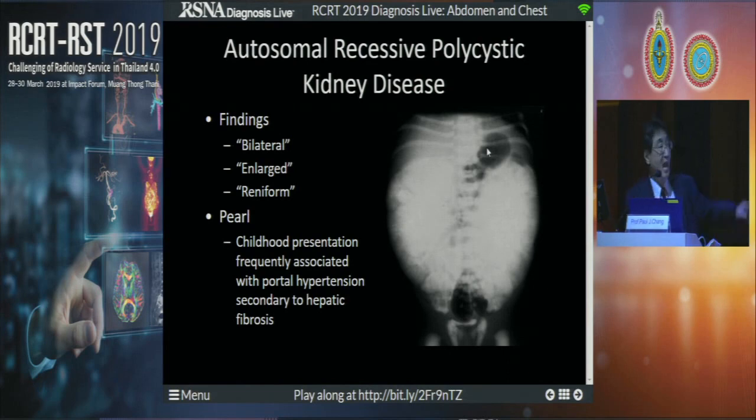And so you'll never see this. You'll see it in MR, you'll see it in ultrasound, but I show you this because this is easier to remember. Bilateral, reniform, enlarged, autosomal recessive polycystic disease. There's nothing else in the differential in this age group. Okay? Excellent.